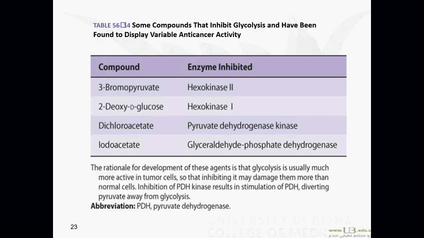والدايكلورو أسيتيت برضه واحدة من المركبات ممكن تصنع في المختبر أو في الفارماسيوتيكالي، to prevent or to inhibit the effect of the بايروفيت ديهيدروجينيز كاينيز انزيم. واللاكتو أيودو أسيتيت ممكن يعمل ديأكتيفيشن أو انهبيشن لجليسرالدهايد فوسفات ديهيدروجينيز انزيم. لو ملاحظين ده كل الإنزيمات دي بتعمل في الجلايكوليسيس باث واي، سواء كان أيروبيك ولا أنايروبيك جلايكوليسيس.